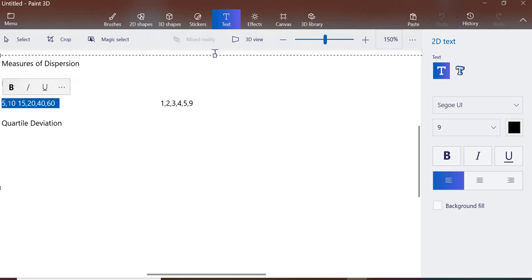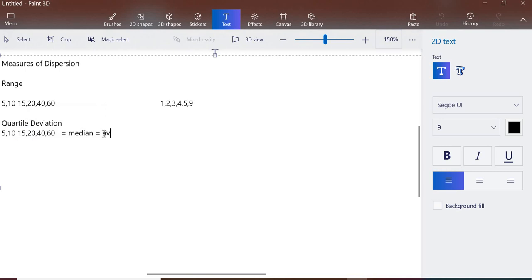Let's take the example of the first data set itself. What is the median of it? The median is the average of 15 and 20, which comes out to be 17.5. So if we have an even number of data points and we are calculating the quartiles, that is Q1 and Q3, because the median is Q2, we will be calculating Q1 and Q3 for the same.